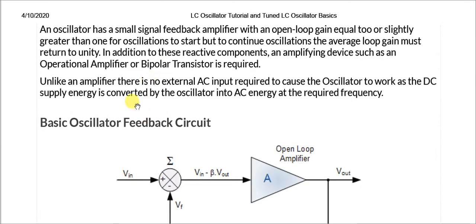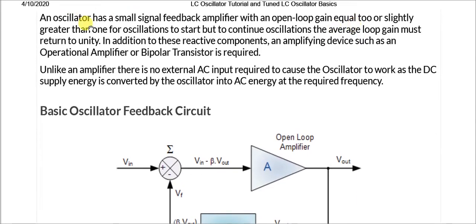Okay, so let us now take the basics. An oscillator has a small signal feedback amplifier with an open loop gain. Open means open loop, the circuit is open circuit over there. Open loop gain equal to or slightly greater than 1 for oscillations to start, but to continue oscillations the average loop gain must be returned to unity.